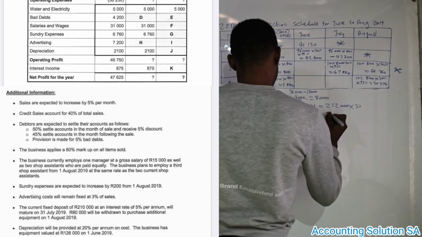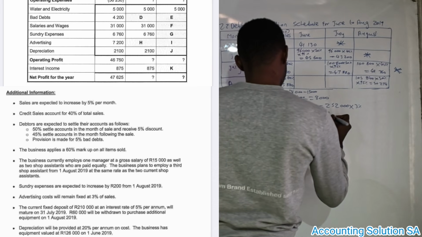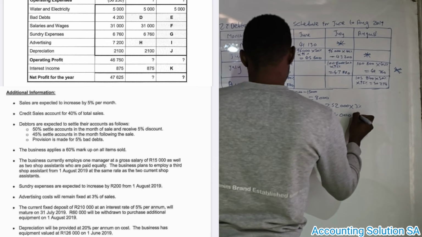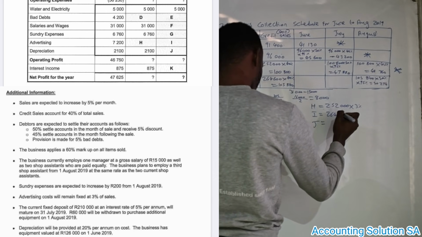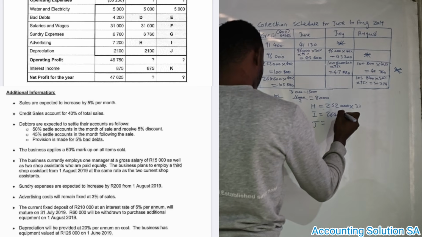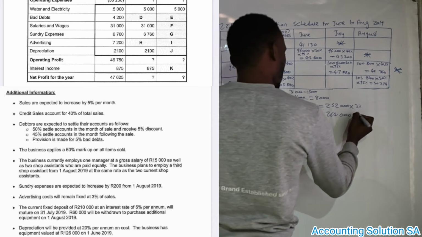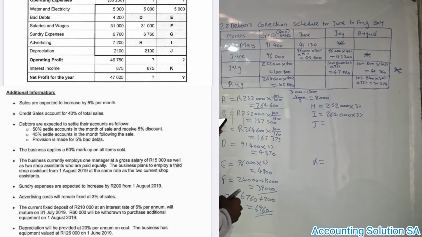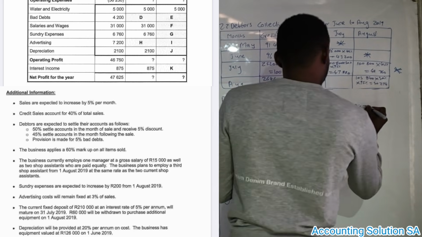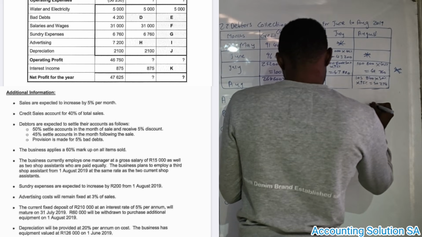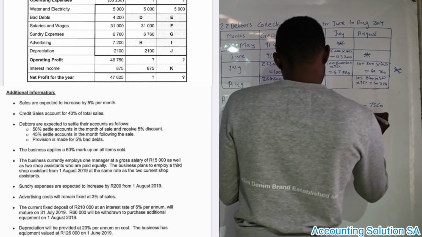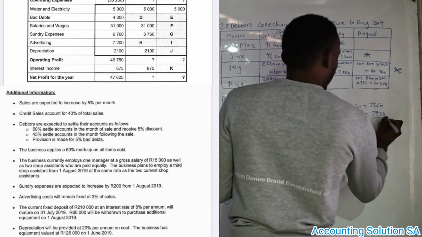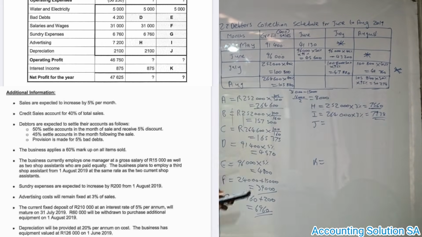And for August is 264,000, the one that we calculated. And we're going to multiply by 3%. Okay, and you will get amount number one, 7,560, and this one you're going to get 7,988. Okay, so you have to verify this calculation, guys.